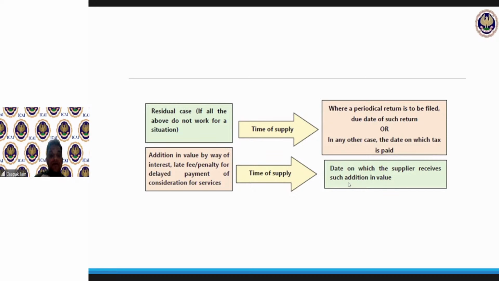Provision of service means when you provide the service, and the service is completely provided. That is the meaning of provision of service.